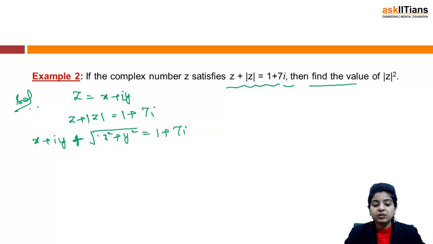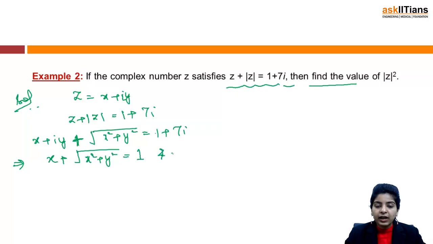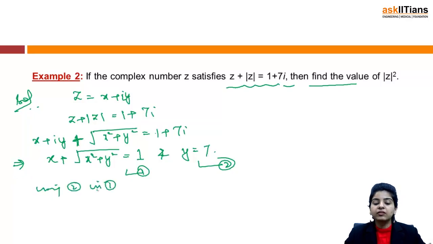Now in case of complex numbers, as I have already discussed, you just need to remember one thing, that you'll always equate real parts. Real part would be equal to real part and imaginary part would be equal to imaginary part. That means x plus under root of x square plus y square would be equal to 1, and simultaneously we'll have y equal to 7. Let me take this as 1, and this is my second equation. So the second equation is giving us the value of y, so we'll utilize this value of y in this equation.